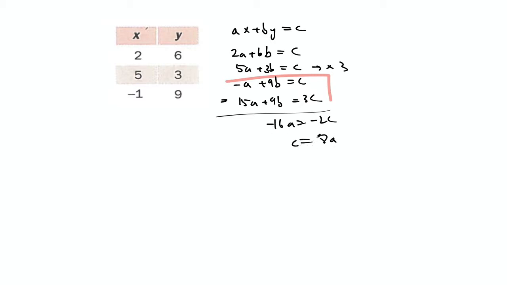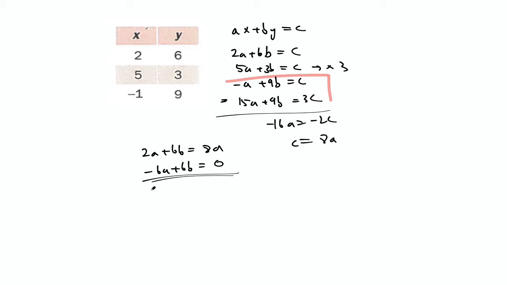Okay, so we have this. Let's plug it back into the first two equations. Okay, then I can get 2a plus 6b is equal to 8a. And then I can isolate this. Let's move the 8a back here. Then I can get 2a minus 8a, so that's minus 6a plus 6b. So this has to equal 0. This is my new equation.